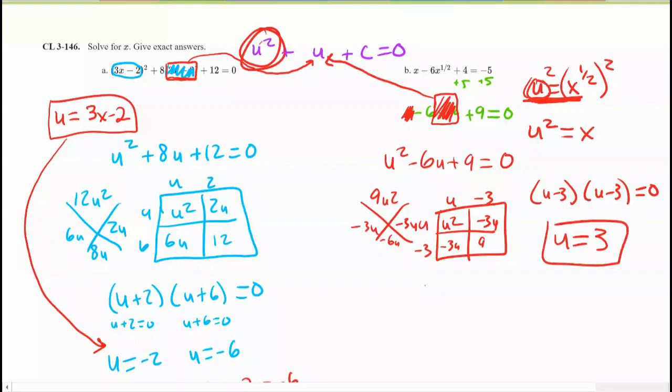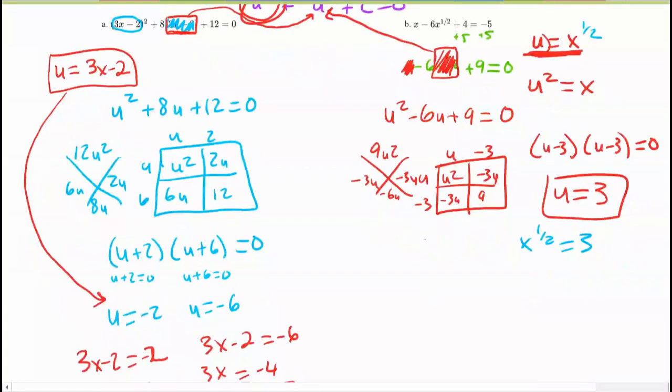But I need to solve for x. If I go back to what I originally started with up here, u is equal to x to the power of 1/2. So in this case, x to the power of 1/2 is equal to 3. I'm going to square both sides and get 9. And so my final solution is x equals 9.